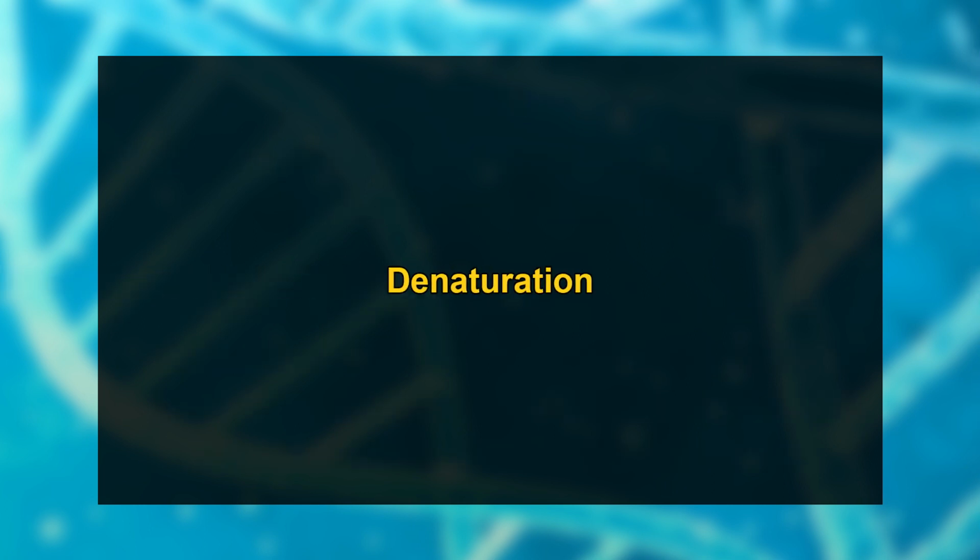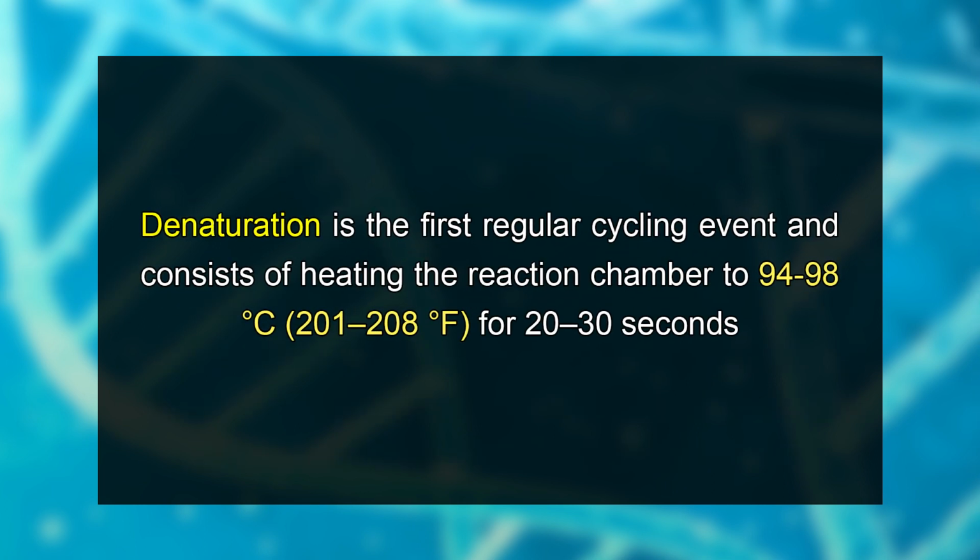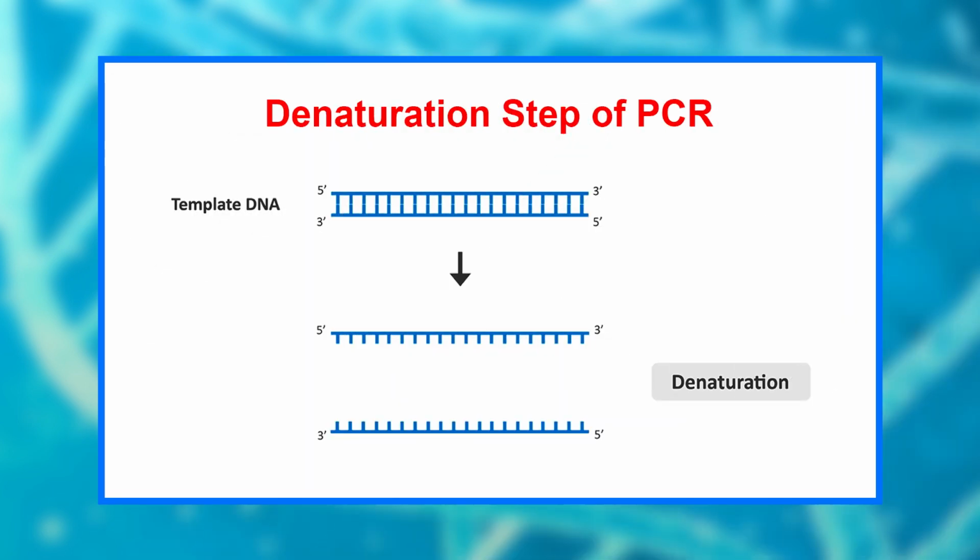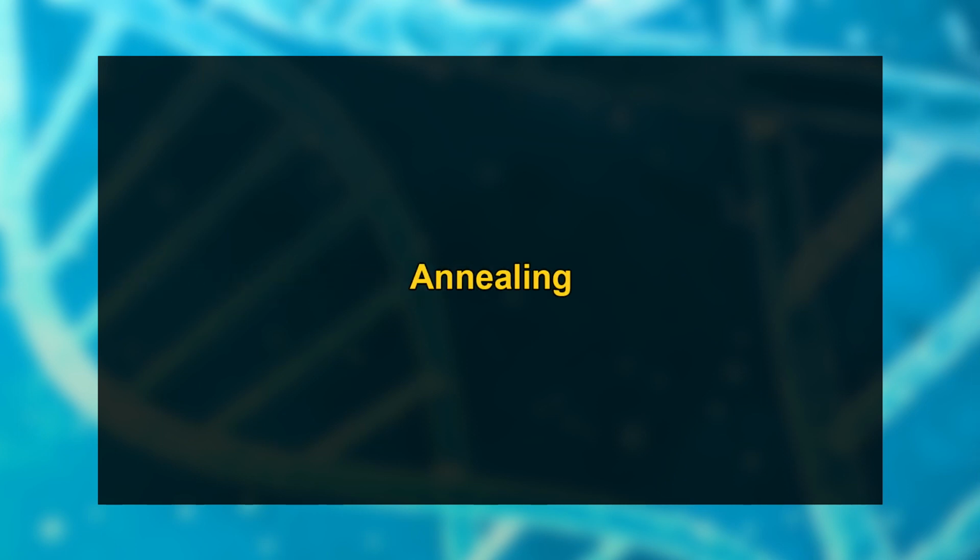The second step is the denaturation. This step is the first regular cycling event and consists of heating the reaction chamber to 94 to 98 degrees centigrade for 20 to 30 seconds. This causes DNA melting or denaturation of the double-stranded DNA template by breaking the hydrogen bonds between complementary bases, yielding 2 single-stranded DNA molecules. The third step is the annealing process.